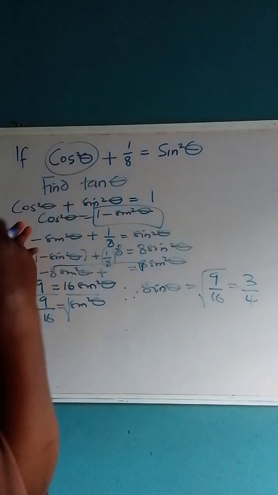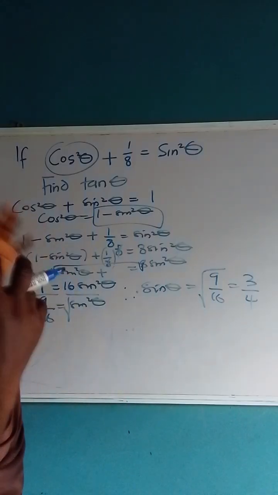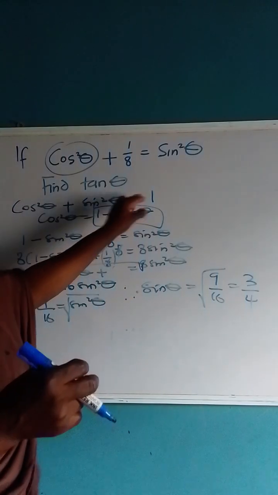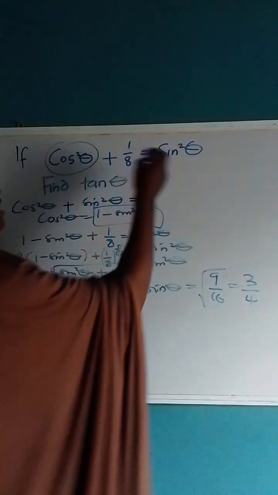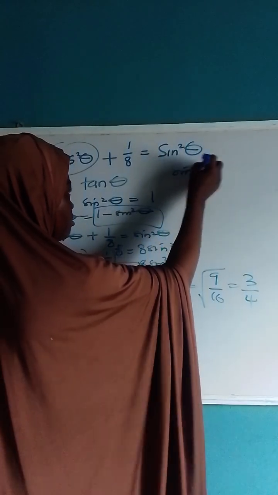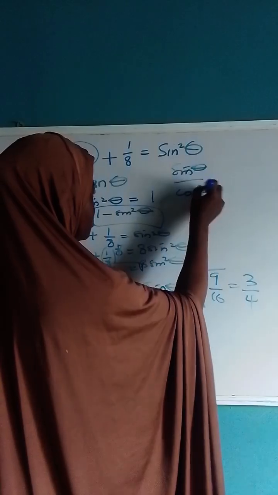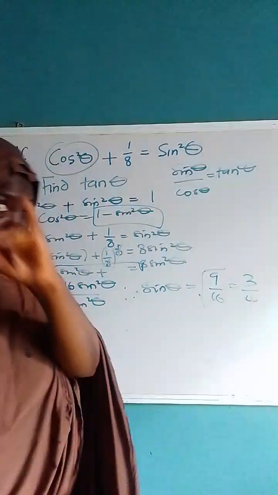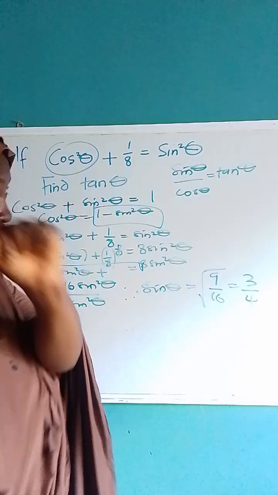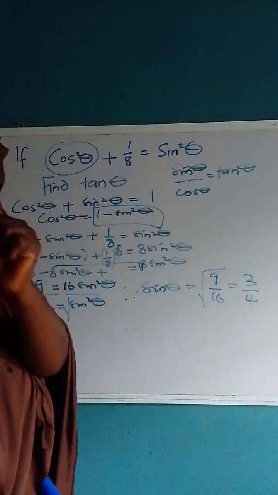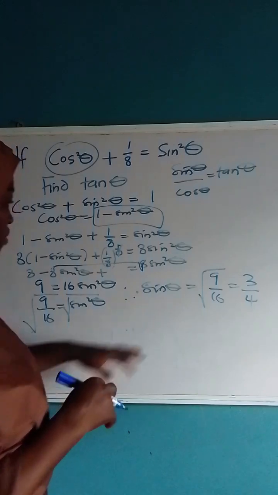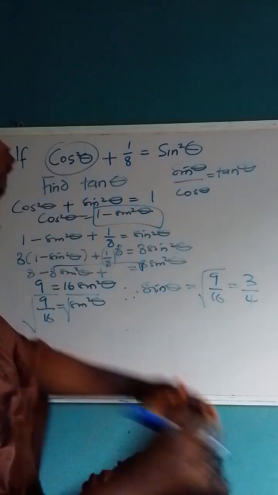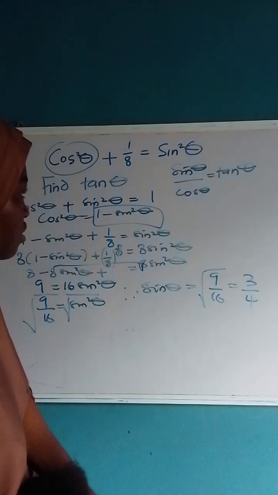Another thing that you need to have at your fingertips, apart from cos square theta plus sin square theta is equal to 1, is that you need to know that sin theta over cos theta is equal to tan theta. That's another thing that you need to have at your fingertips. So know it, don't just hold it. Now we already know sin theta. How are we going to get our cos theta?